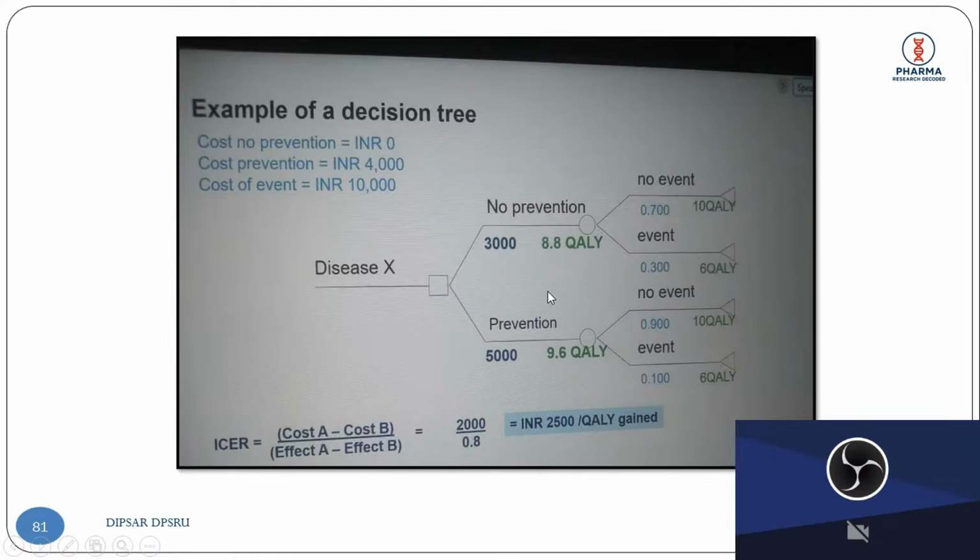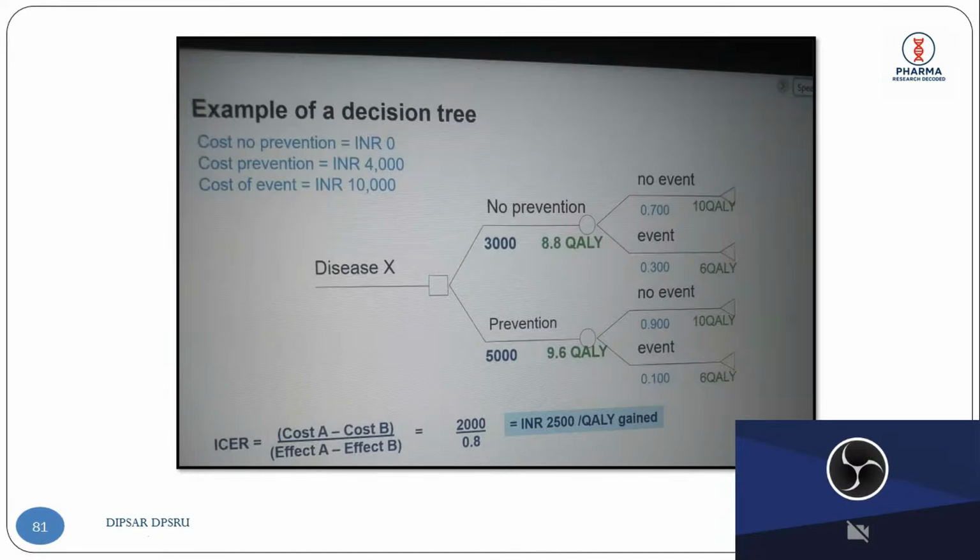If we talk about cost utility analysis, so 8.8 QALYs, there is a 9.6 QALYs, and these are the costs, right? So you can calculate ICER. ICER is the cost of A minus cost of B, right? So you can calculate it, it becomes 2000. 5000 minus 3000 is 2000. Then effect of A minus effect of B, right? So 9.6 minus 8.8, 0.8. So INR 2500 per QALY gain. You will get it. Are you getting my point?